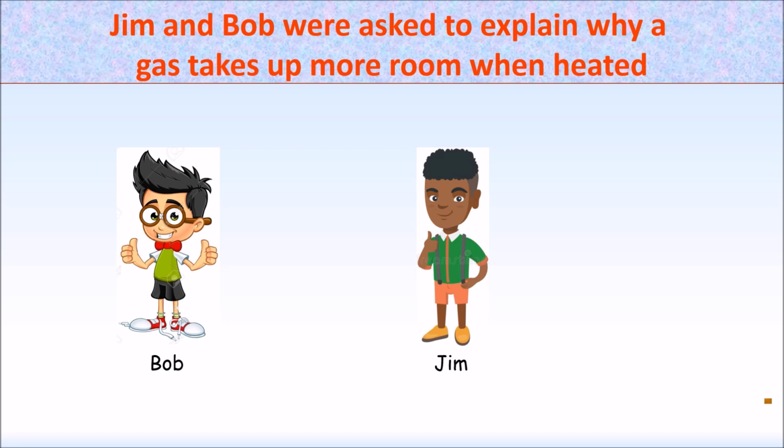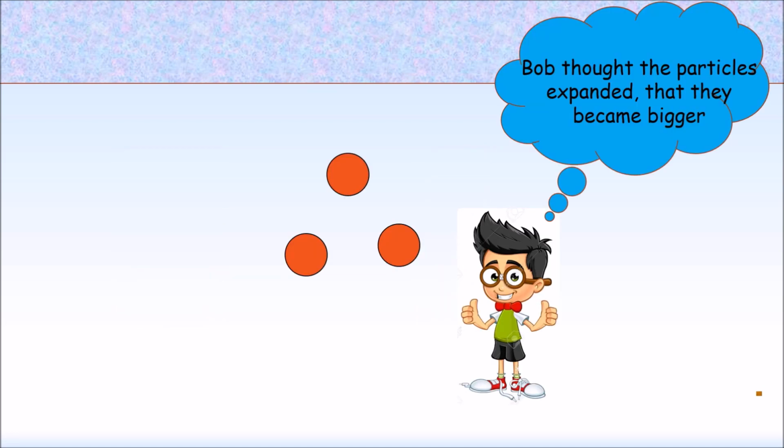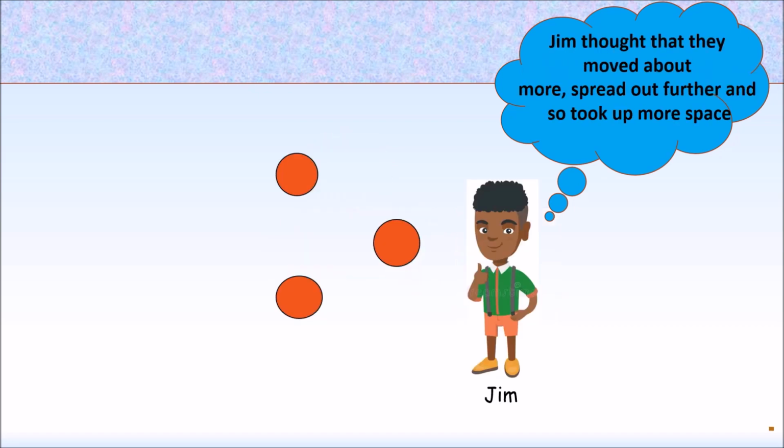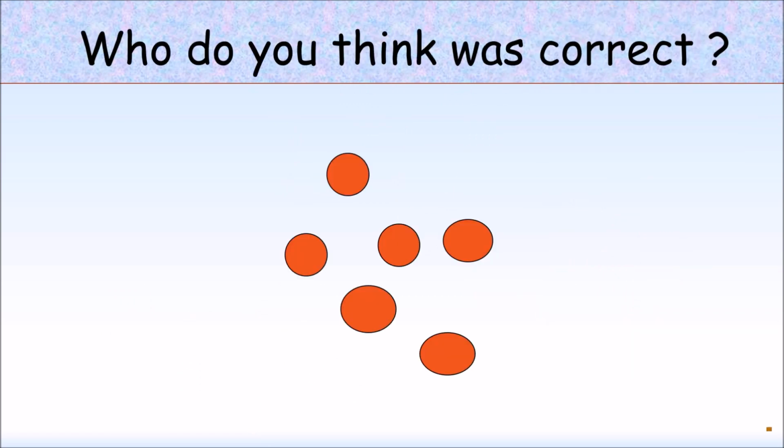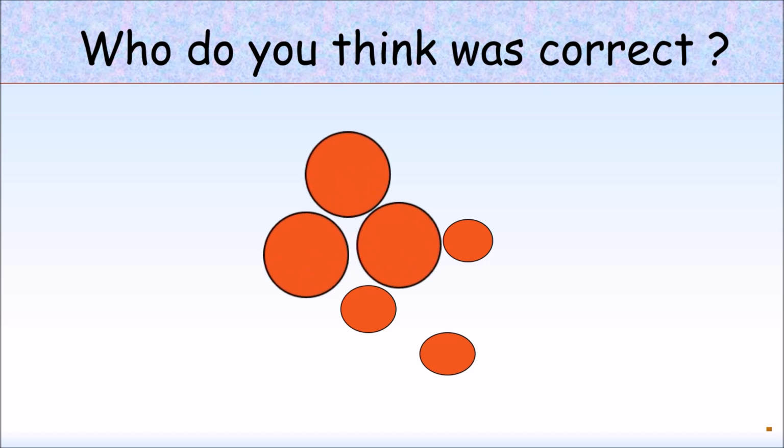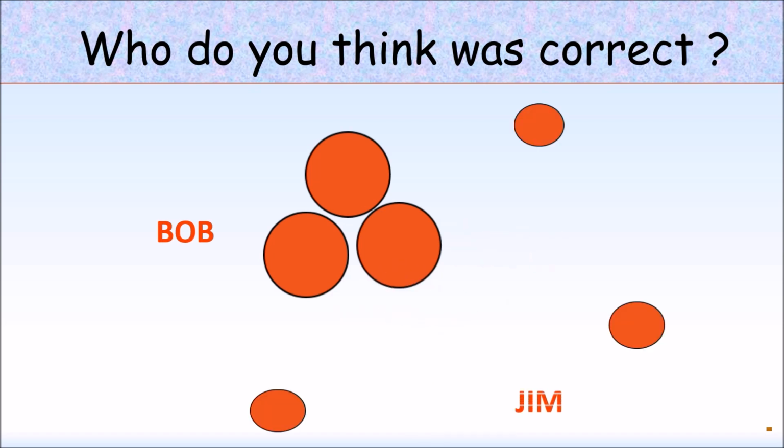Jim and Bob were asked to explain why a gas takes up more room when heated. Bob thought the particles expanded, that they became bigger. Jim, on the other hand, thought that they moved about more. They spread out further and so took up more space. Who do you think was correct? Bob or Jim?